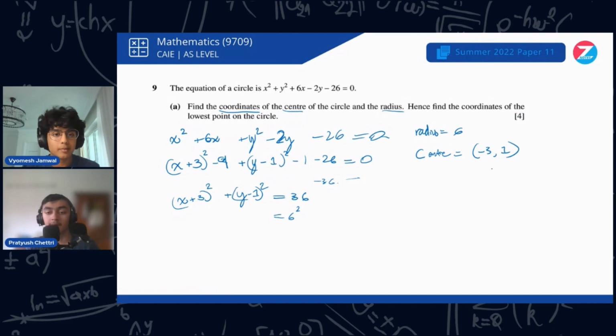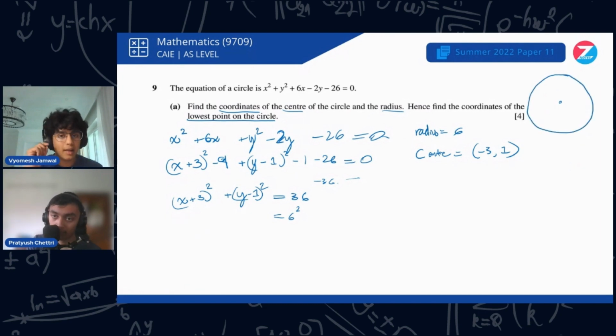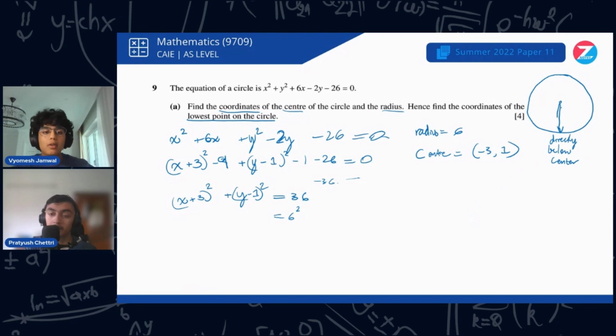There we go. Now we're talking about, hence, finding the coordinates of the lowest point on the circle. If you look at a circle, the lowest point is going to be at the x value of the center. We already have the center, and the x value of the center is minus 3. So we put that minus 3 into the circle equation, and then we get two values of y, and the lower one determines the lowest point on the circle.